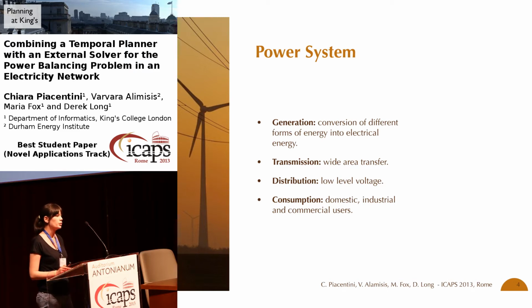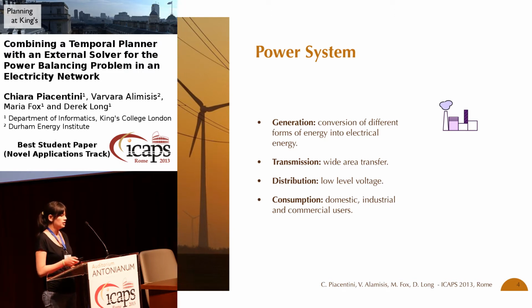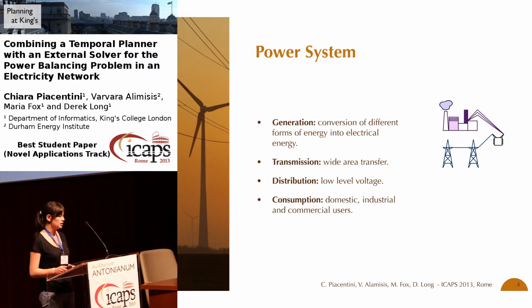So a power system can be defined as a critical infrastructure aimed to deliver electrical energy to final users. So we can identify different phases. We have the generation part, in which we convert different forms of energy into electrical energy. The electrical energy flow is brought to a higher voltage, so it can be efficiently transmitted through the transmission network through wide areas. Then the electrical energy is brought to a lower level, and it flows into the distribution network, so it can reach the final consumers.